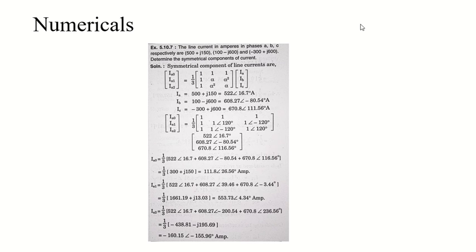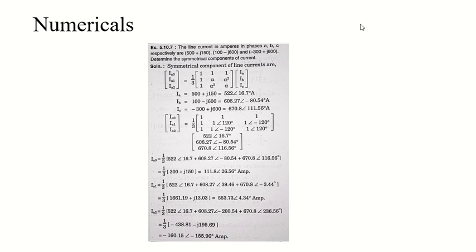Now the final sum of symmetrical component series. After that we will be going through a different kind of sums. So this final sum says we have to find the symmetrical current components. They have given the line current in ampere in phase ABC respectively. This time we have our values in the rectangular form: 500 plus j into 150, 100 plus j into 600, and minus 300 plus j into 600.